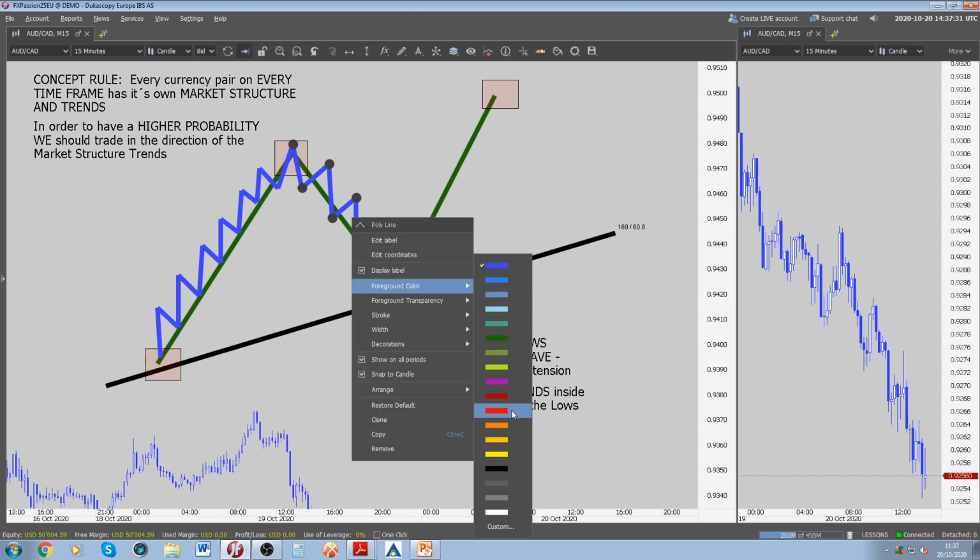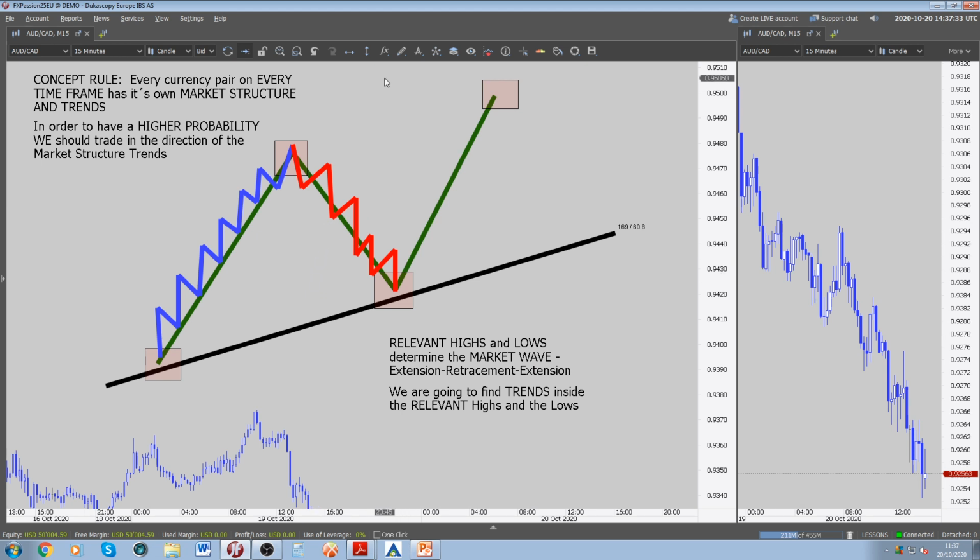And when finally the market's ready to move back up again, what is the market going to do, one more time? It's going to do again higher highs and higher lows. And this is where it all begins, everybody.